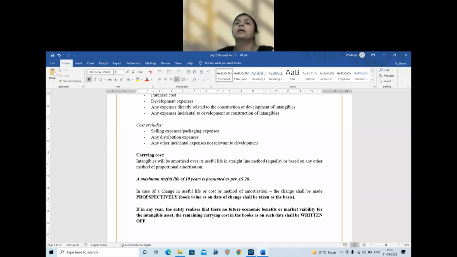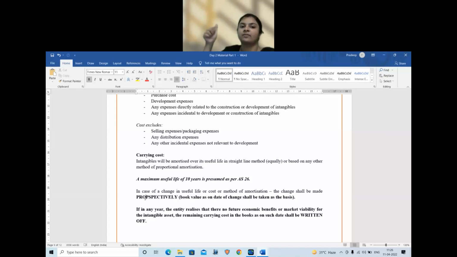And suppose if in any year there are no future economic benefits or viability, which means for 3 years you have been recognizing an intangible. Now suddenly at the end of the 3 years you realize that there is no more market viability for this product or for this intangible. Then the remaining book value or the remaining carrying cost will be fully written off from the books of accounts.